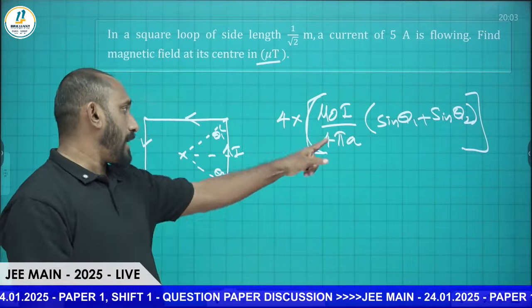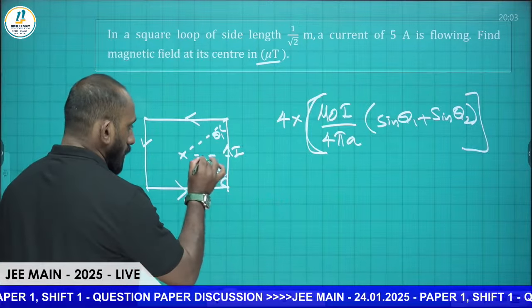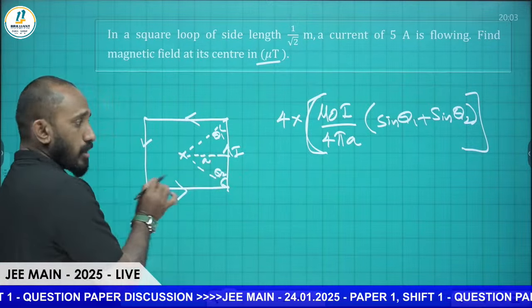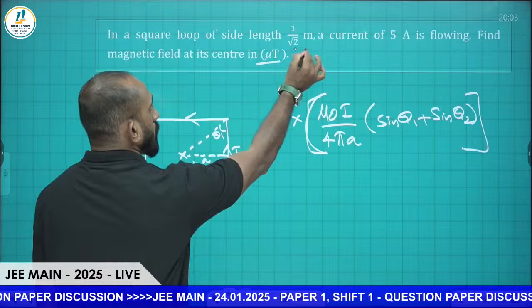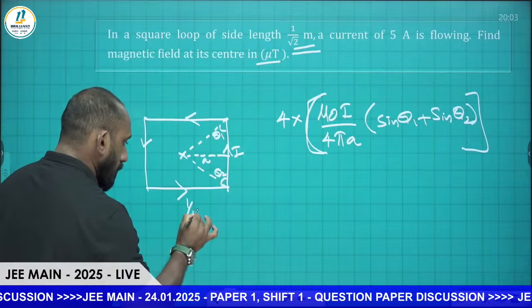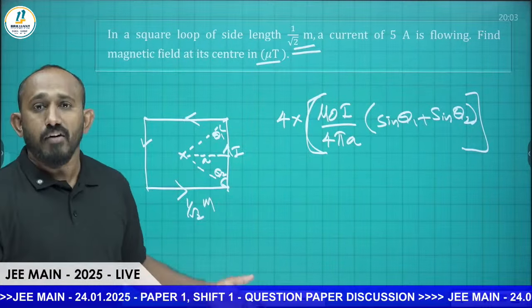Is it? Then A will be actually, this distance is A. So from center to this one will be half of one side, which is given as 1/√2 meters. So it is 1/√2 meters, and its half will be A.